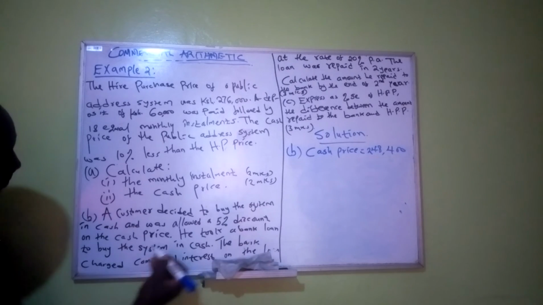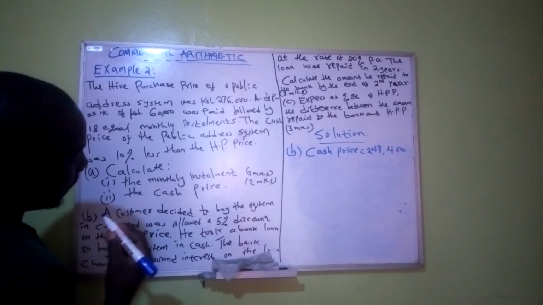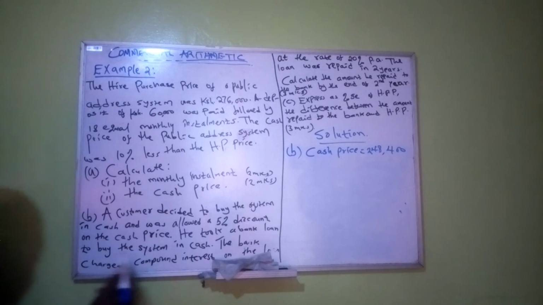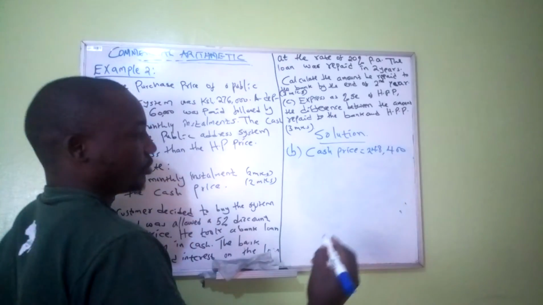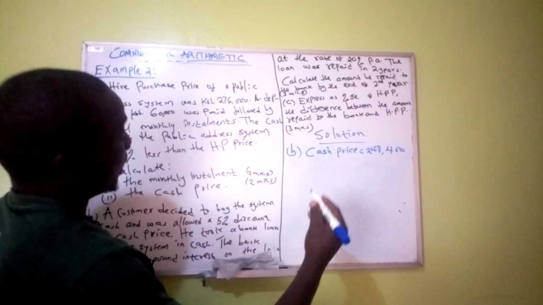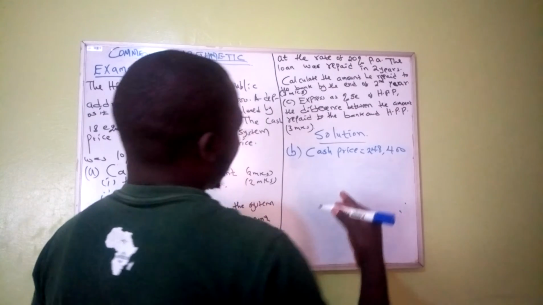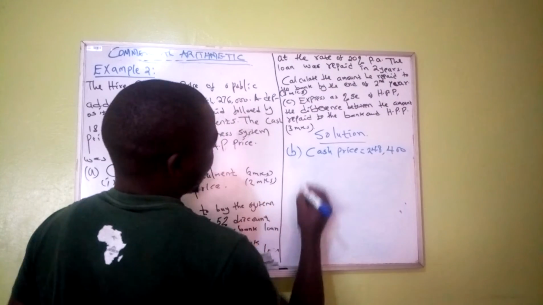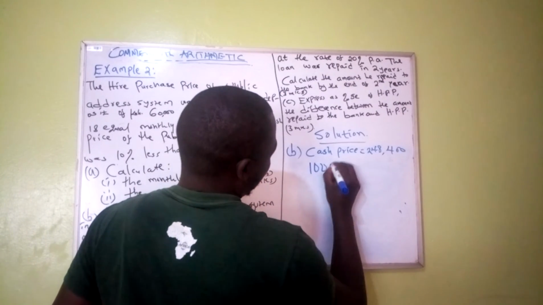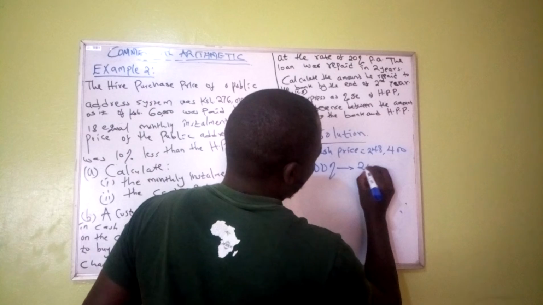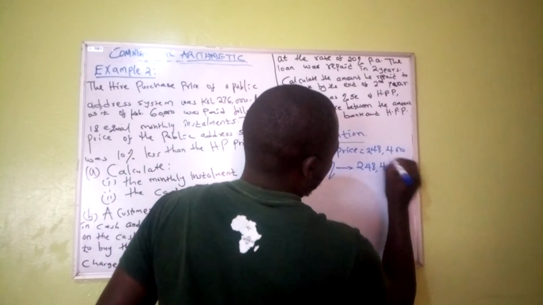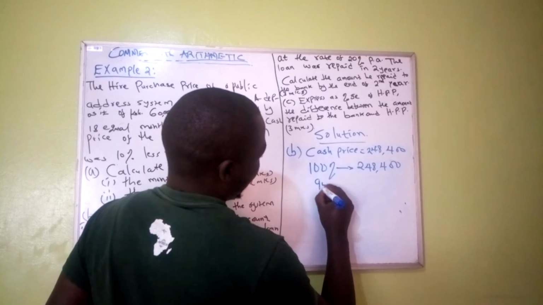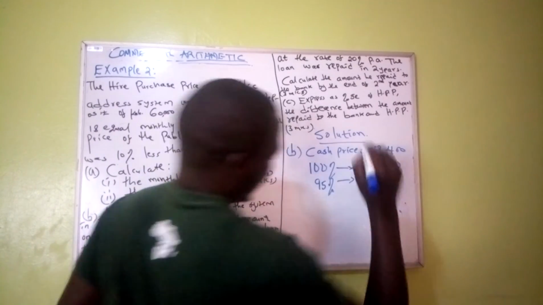After the customer was given a 5% discount on this cash price, he took a bank loan to buy the system in cash. Therefore, we want to get the value of the amount the customer was supposed to pay after getting the 5% discount. Now we say 100% of the cash represents 248,400. What about now? You less 5 from 100, 95% will be how much?